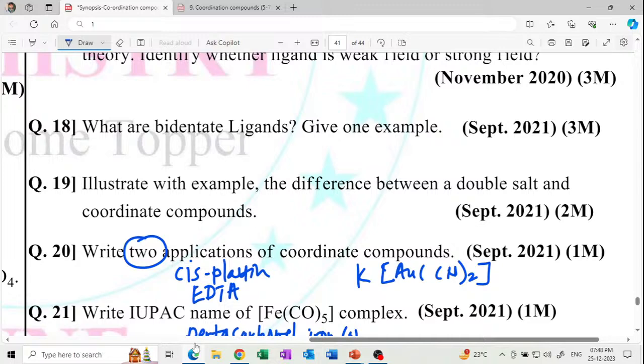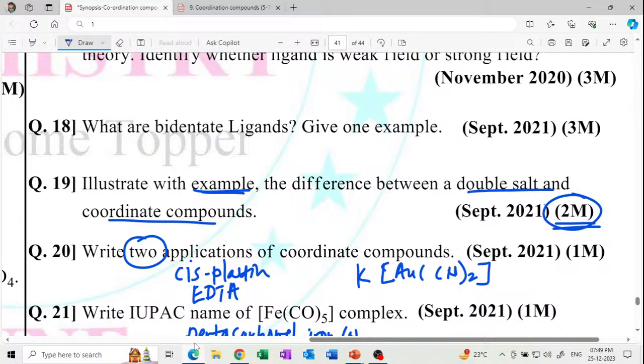Next is, with example, the difference between double salt and coordinate compounds. So this is with example, Mohr's salt, carnallite. Get it? You have to write the difference, at least 2 points. The double salt dissociates completely and coordinate compounds dissociate to give at least one complex ion. That's all. And examples, there are 2 examples of double salt, Mohr's salt and carnallite, you can note any one of them, with formula. Get it. So this is a very important question, 2 marks question.